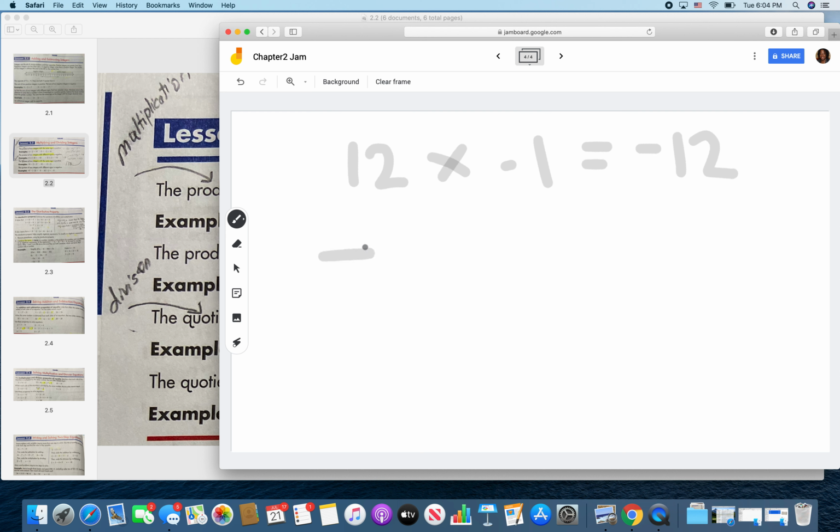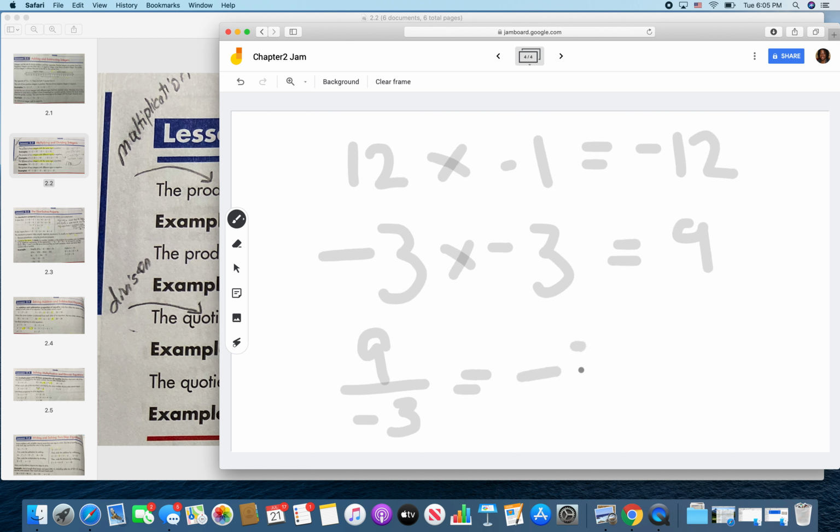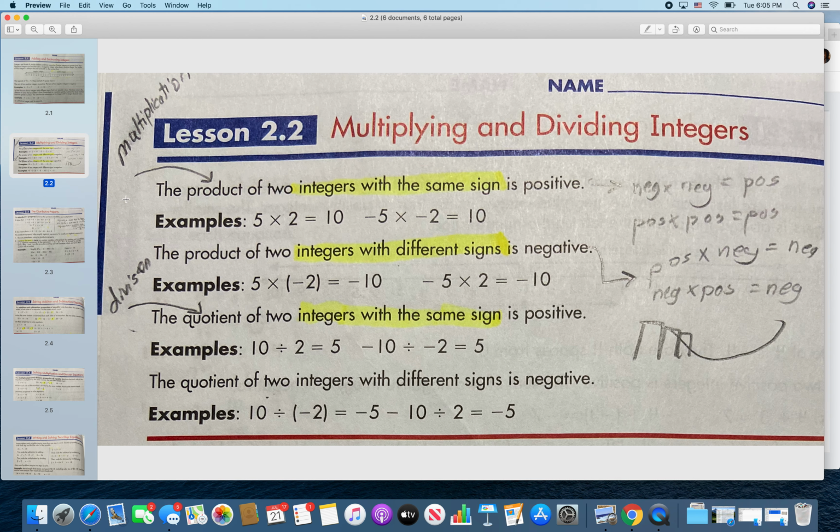If I gave you minus 3 times minus 3, what do you expect that to be? 9. If I said 9 divided by minus 3, what should that be? Correct. Minus 3. So this is an example of using that rule. Again, do the problem set, you should get it. It's basically knowing the rule. Positive times positive is positive. Negative times negative is positive. Negative times positive or positive times negative is negative.